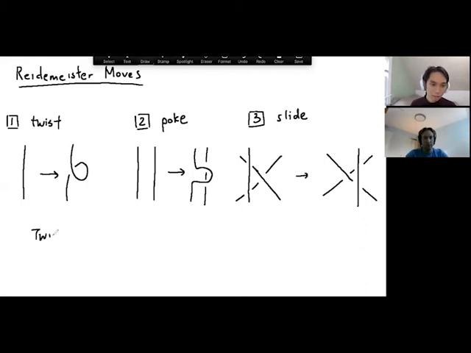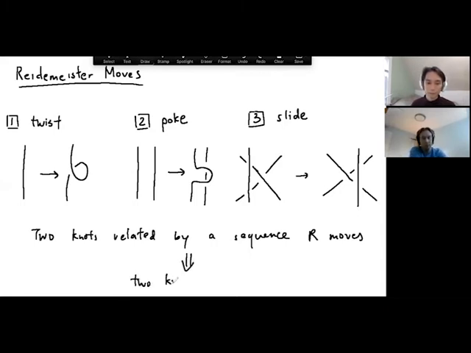And so an important relation to note is that if 2 knots are related by a sequence of these Reidemeister moves, and I'll just abbreviate them as R moves, then the 2 knots are equivalent. And Reidemeister also showed that the converse is true. And so if 2 knots are equivalent, there's a way to deform one to the other by using a sequence of these Reidemeister moves.